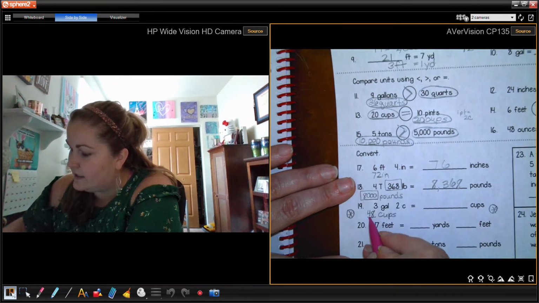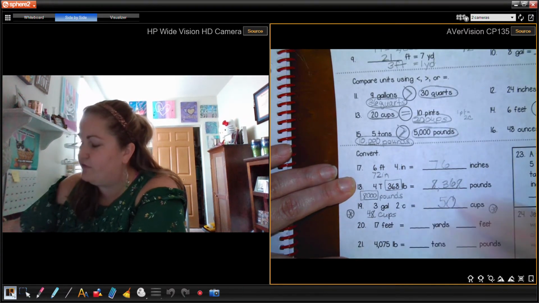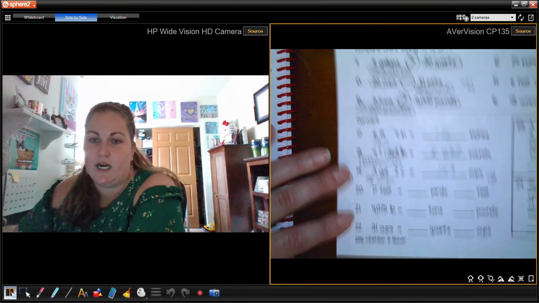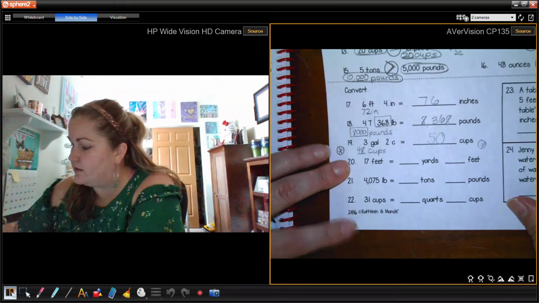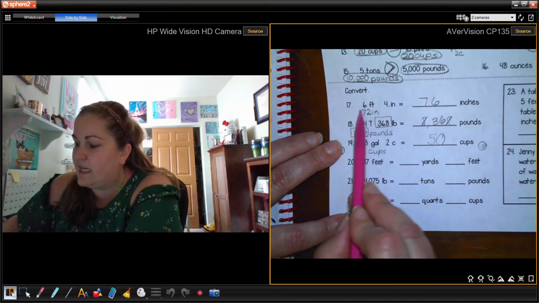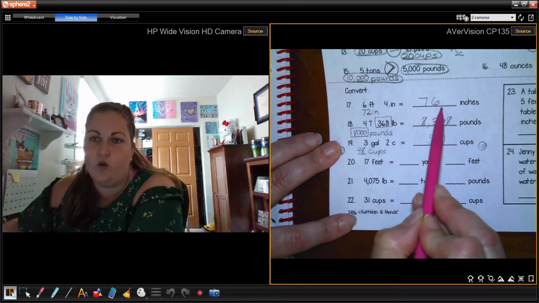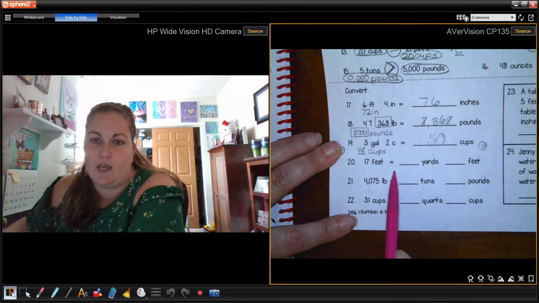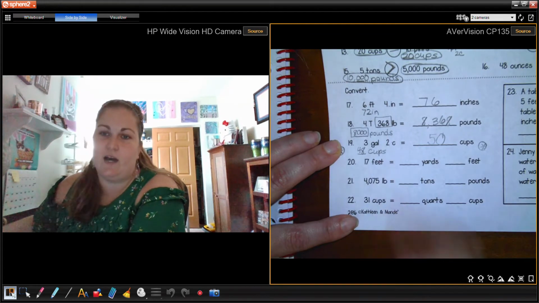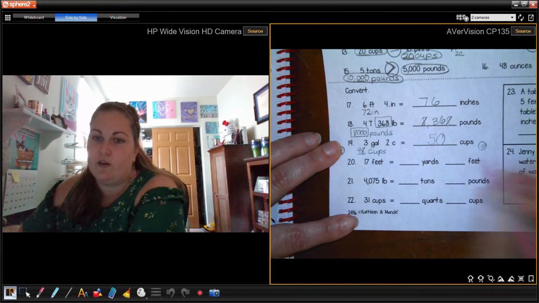So 48 cups and 2 more cups would be 50 cups. Alright, and the reason why I said these are going to be a little bit different down here is because it's the opposite of what we were just doing. We were taking 6 feet 4 inches, 2 things, and rewriting it as 1. And now we're taking 1, and we want to break out and figure out how many yards we get and how many feet we get.